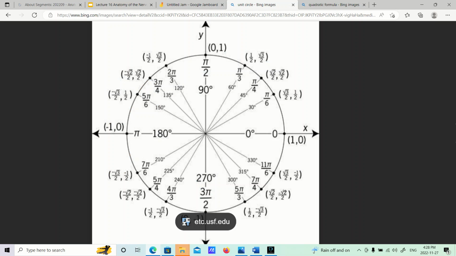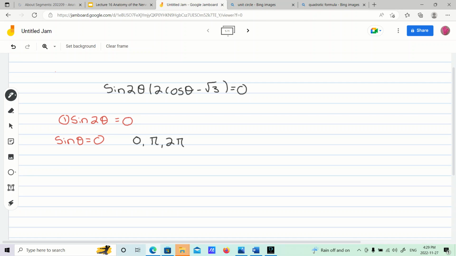Because if you look at the unit circle, right at 0 here, your y-coordinate is your sine value, it's at 0. Over here, this also satisfies the equation, right at pi, it's 0, and back here is 2 pi. So, this doesn't prove to you that this is the answer. This proves that sine theta is 0, but it doesn't show that sine 2 theta is 0.